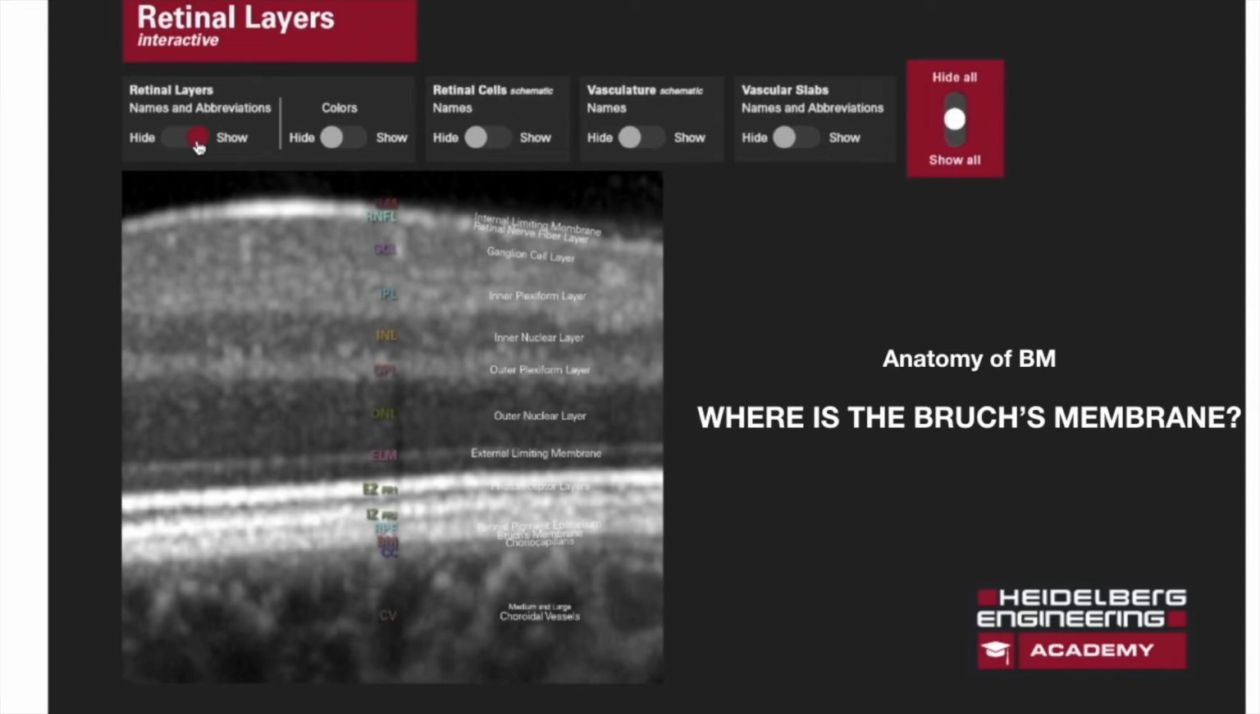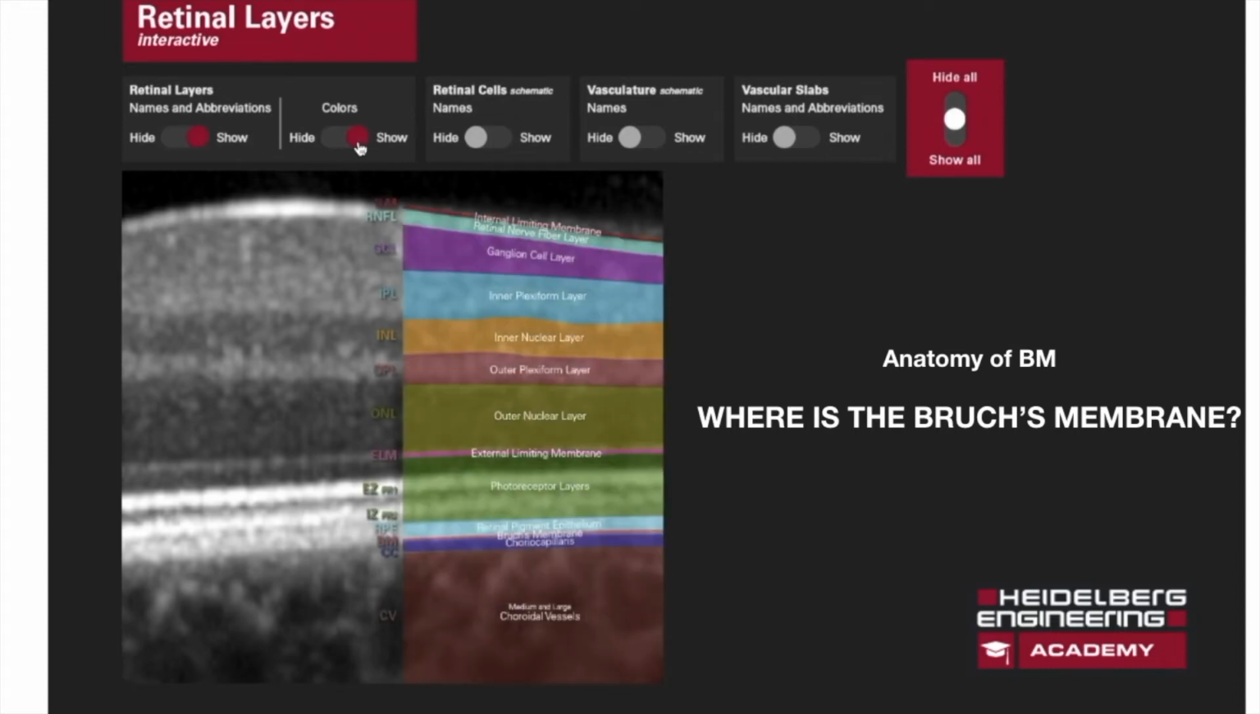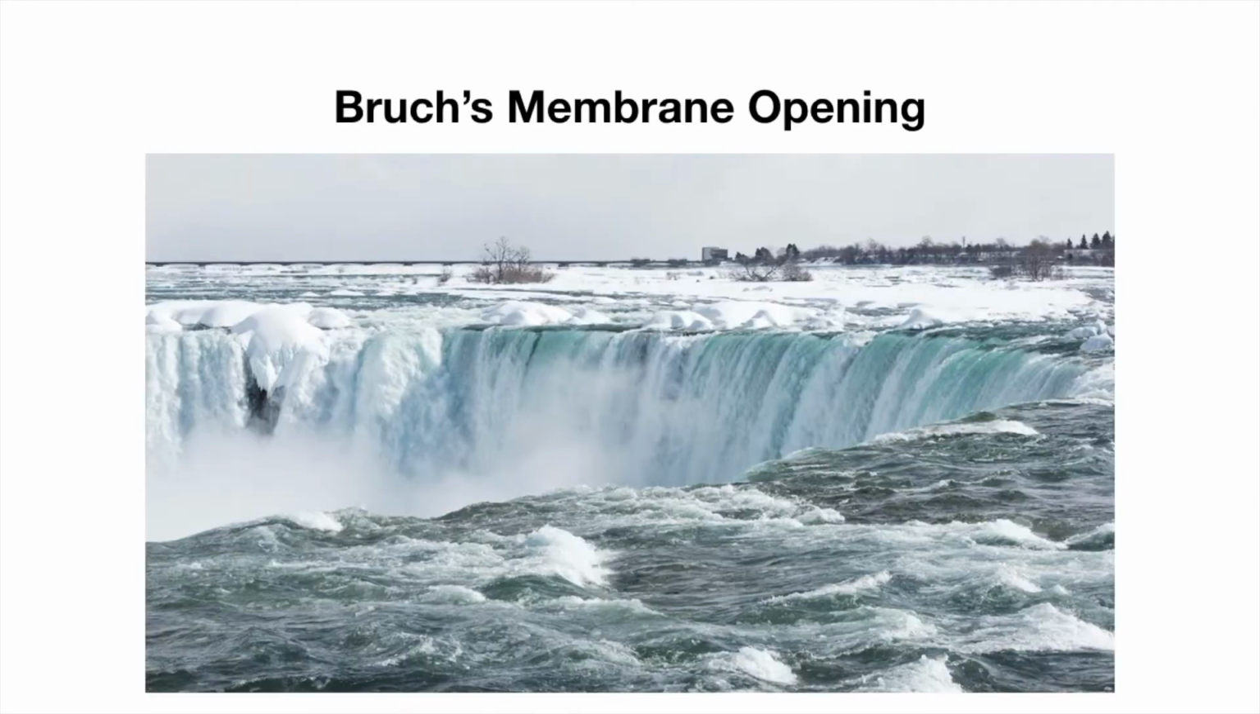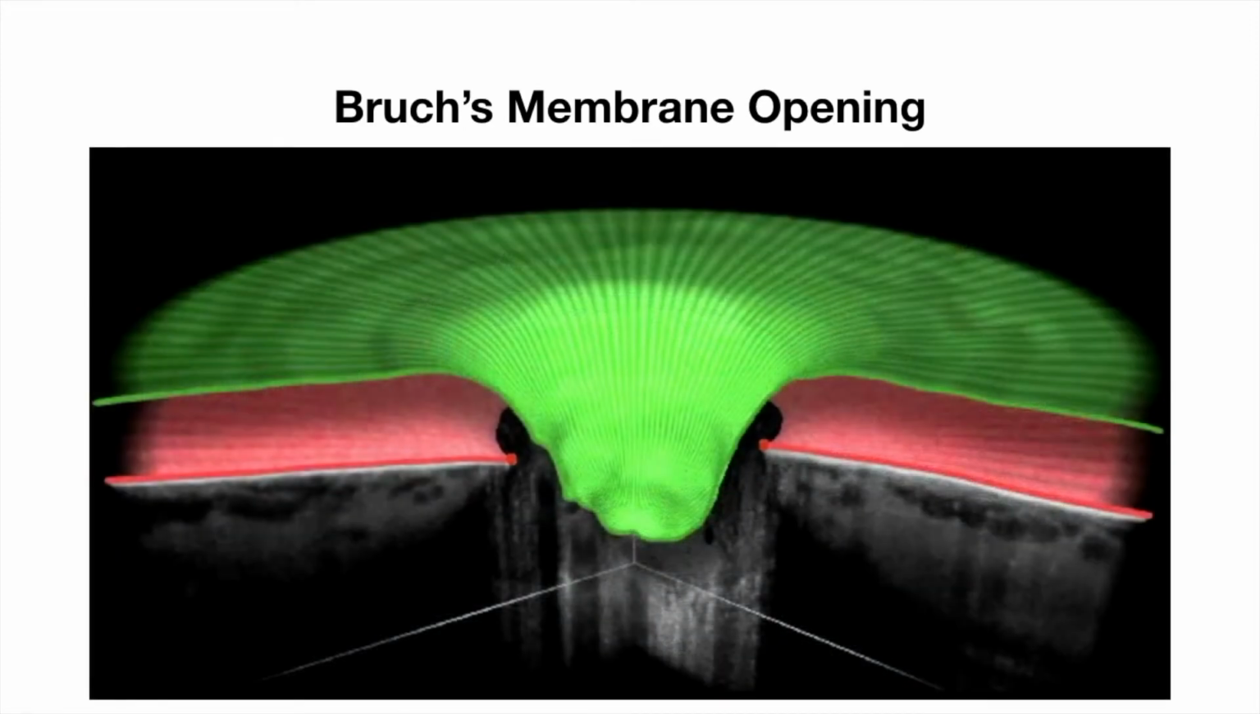Reorienting the anatomy. Where is Bruch's membrane situated? Bruch's membrane lies in between the retinal pigment epithelium present on top of it and the choroid lying beneath it. Bruch's membrane opening. Imagine the retinal nerve fiber layer projecting into the disc like water falling into a waterfall, for better understanding of the concept.